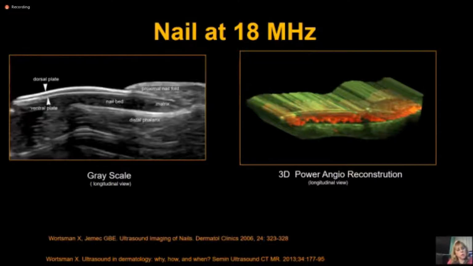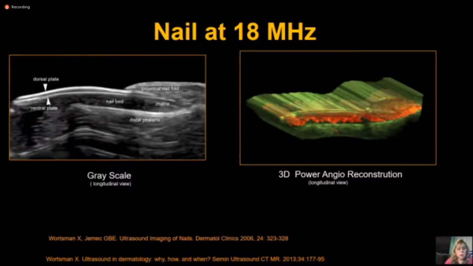How does the nail look on ultrasound? You can see some images of the index finger in longitudinal view, and you can notice on top a hyperechoic bilaminar structure that corresponds to the nail plate. The nail plate has two parts, one superficial that is called the dorsal plate, and then one inner plate that is called the ventral plate. Then underneath the nail plate, you have a hypoechoic area that corresponds to the nail bed.